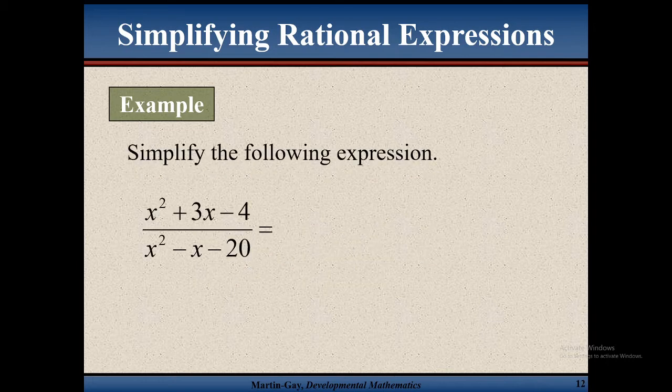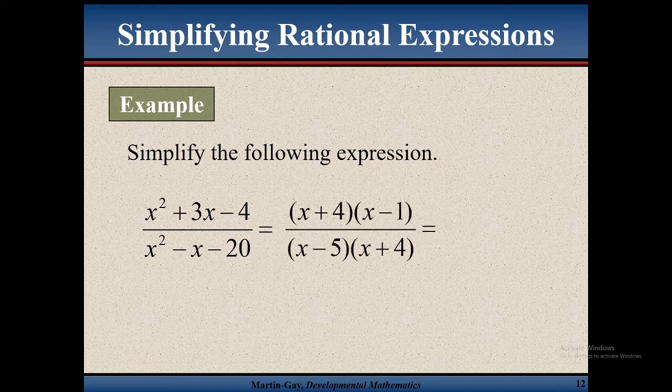Another example: x squared plus 3x minus 4 over x squared minus x minus 20. What we have learned in factoring is a very big help, since it will help you simplify rational expressions. Here, the factors of x squared plus 3x minus 4 are x plus 4 times x minus 1, and the factors of x squared minus x minus 20 are x minus 5 and x plus 4, making x plus 4 common here. Therefore, we can cancel them out, making the answer x minus 1 over x minus 5.